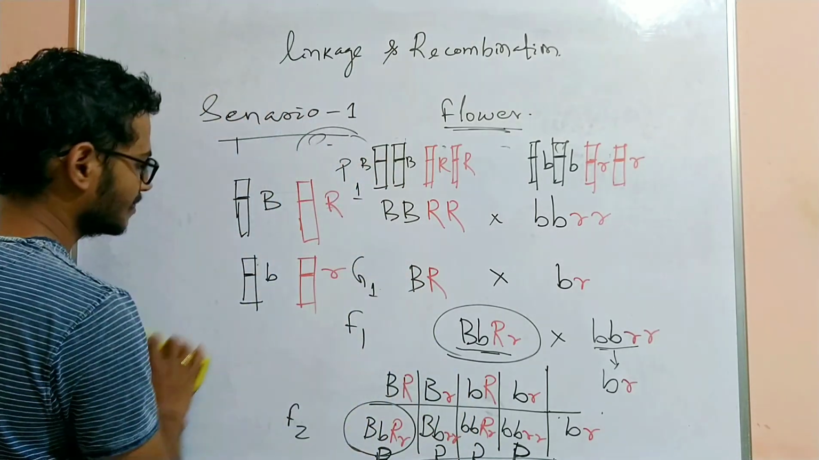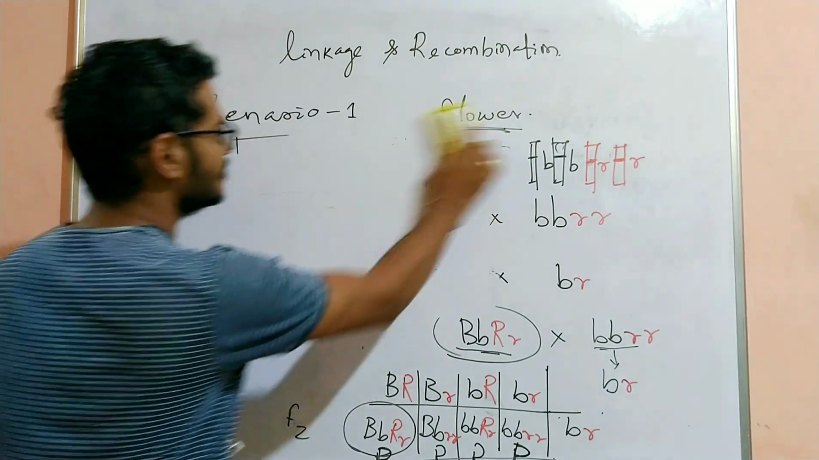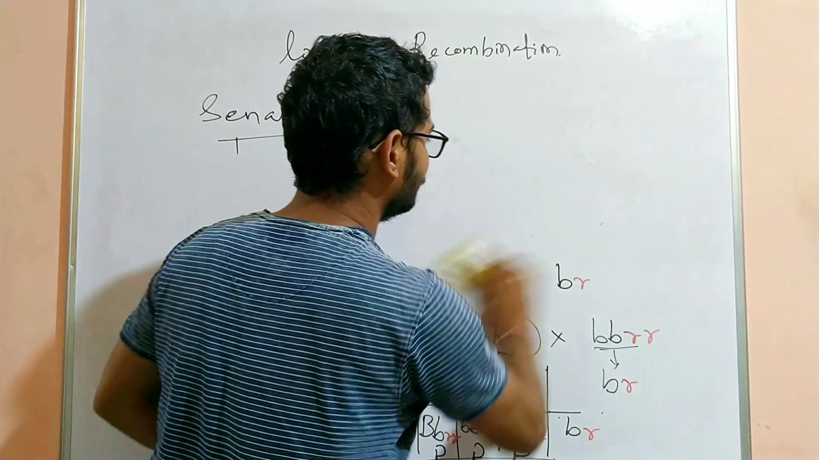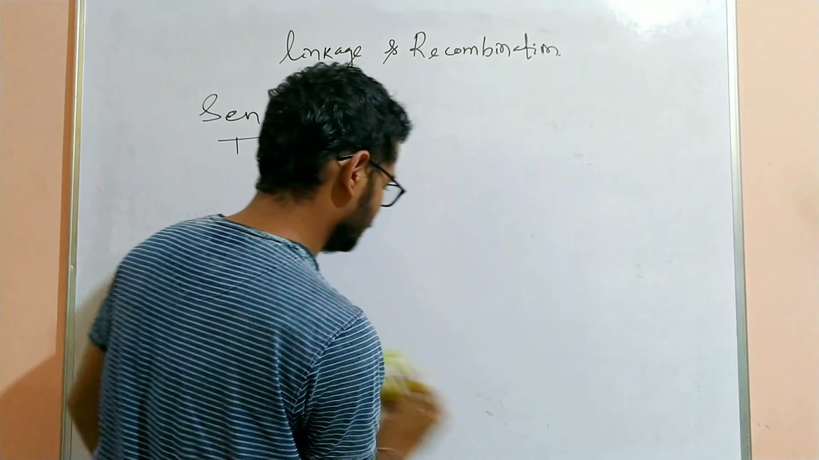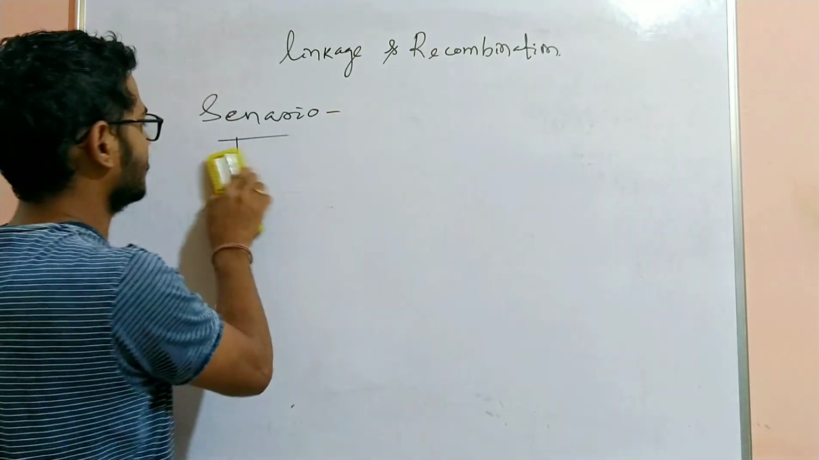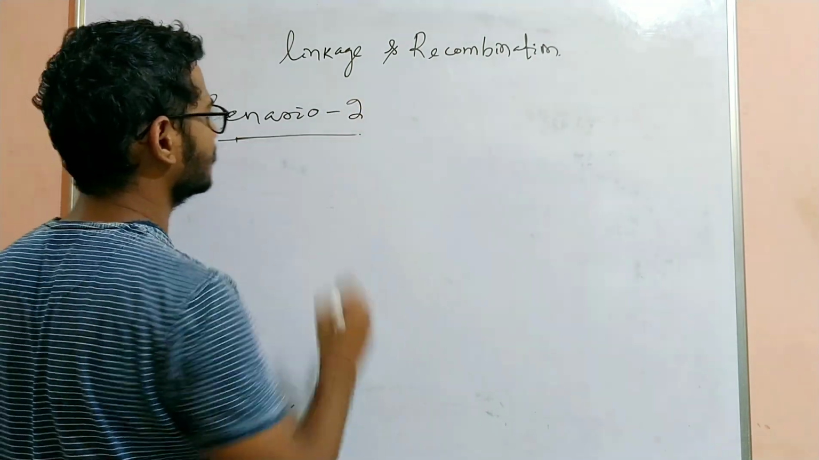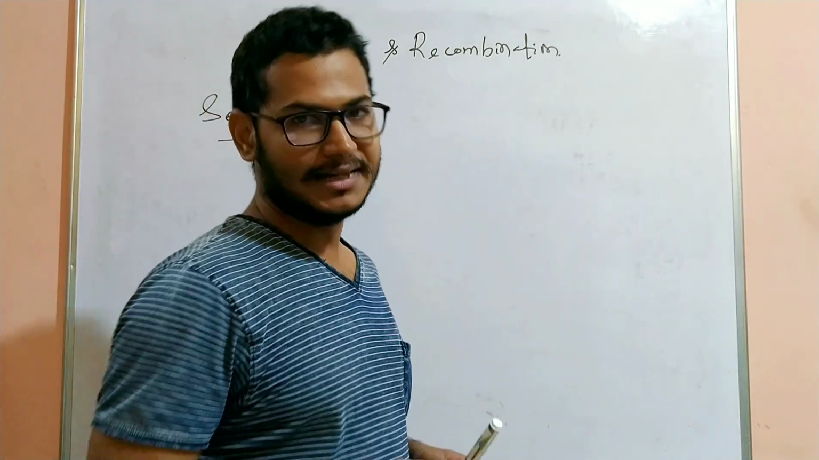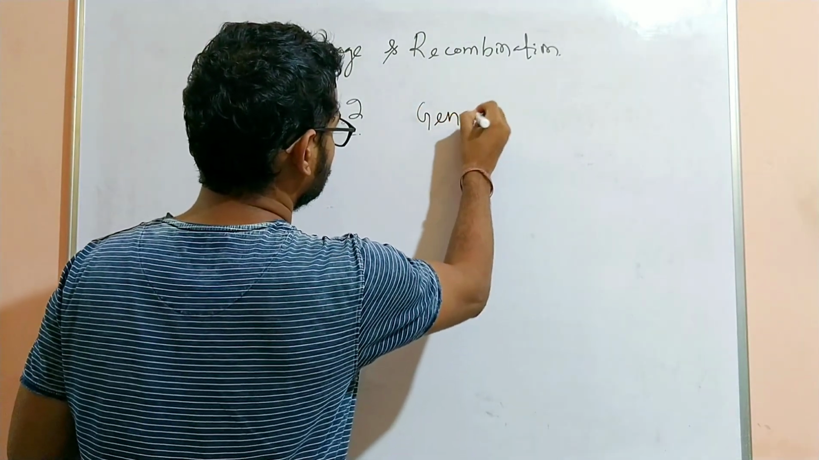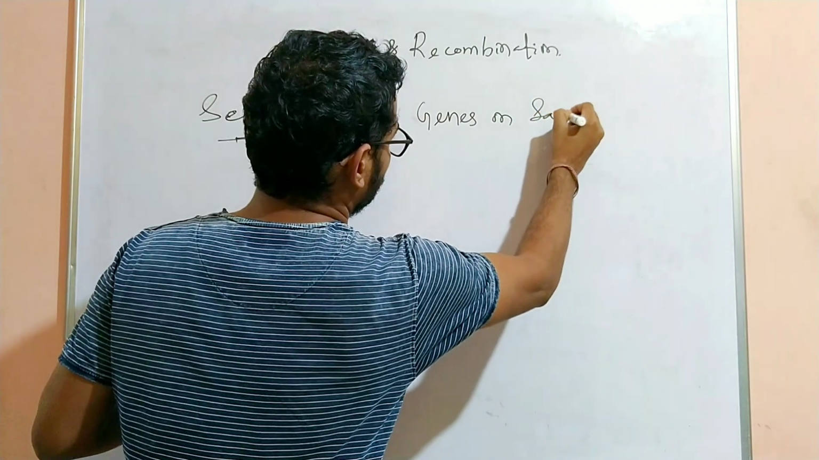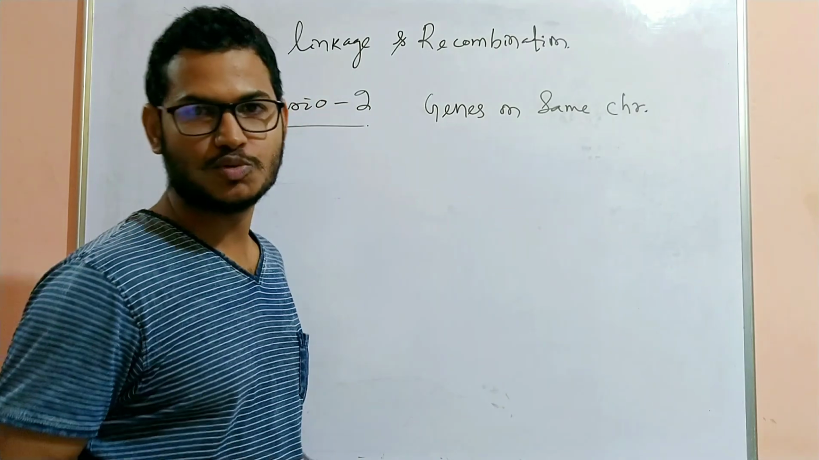Let's discuss. So this is all about scenario 1, when the genes are located in two separate chromosomes. Now let's see scenario 2. I am writing here 2, because in this case we are going to talk about the genes located in the same chromosome. So, genes on the same chromosome. When the genes are present in the same chromosome, what will happen?